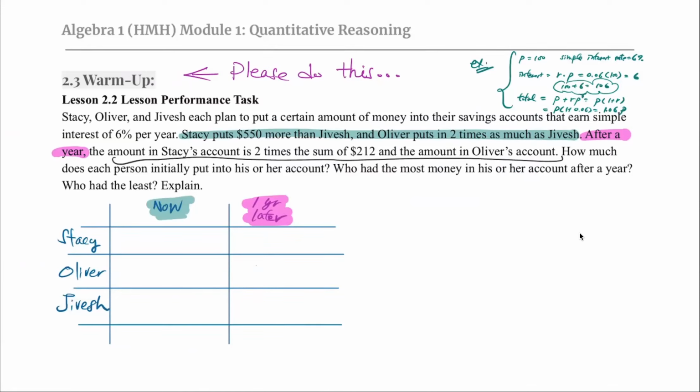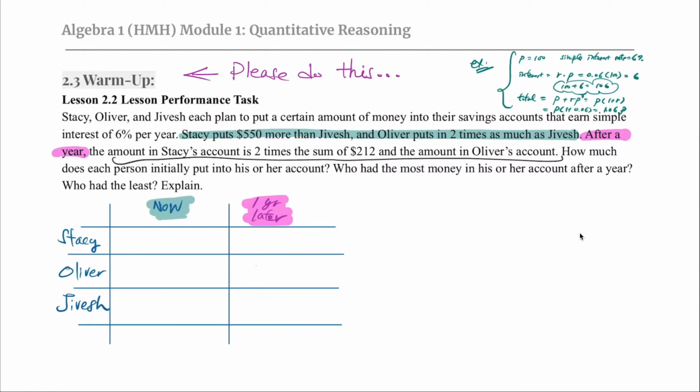Okay, guys. So this is what we did in class. We got a bunch of information. We have Stacy, Oliver, and Javesh, and they're putting money into the bank, Sandbank, as it appears, at 6% per year. Stacy puts in $550 more than Javesh, and Oliver puts in 2 times as much as Javesh. And a year later, there's a condition that happens. Let's address that a little later.